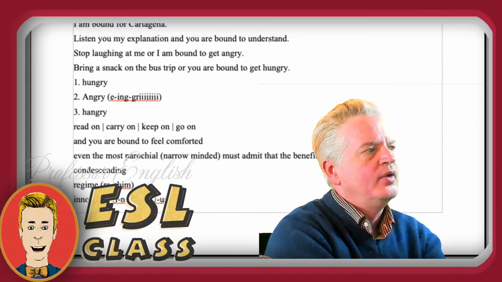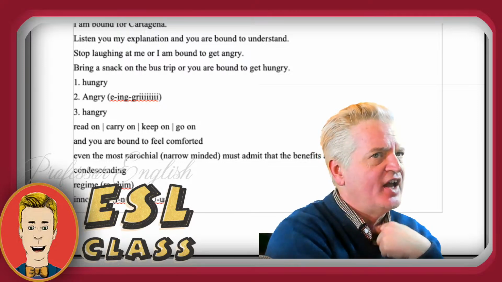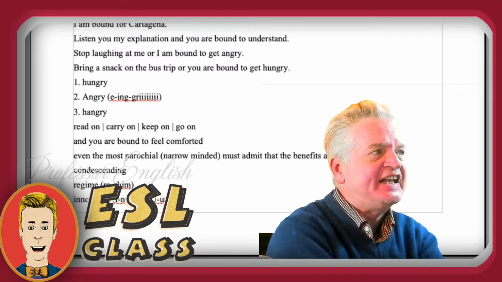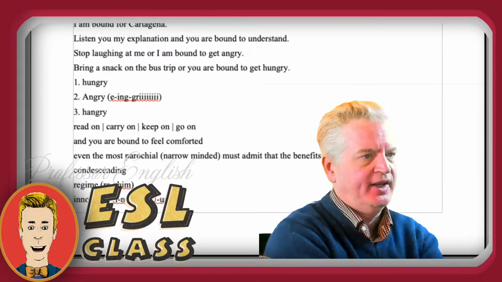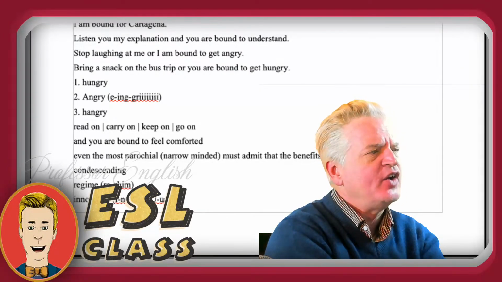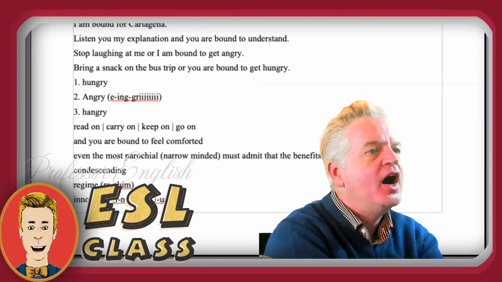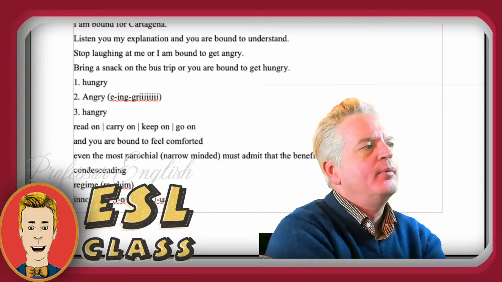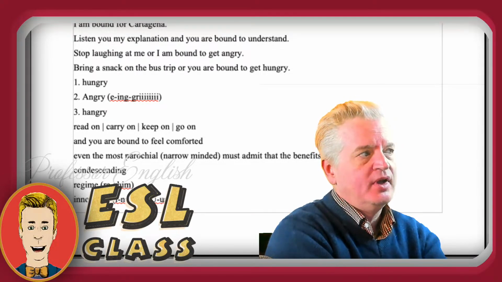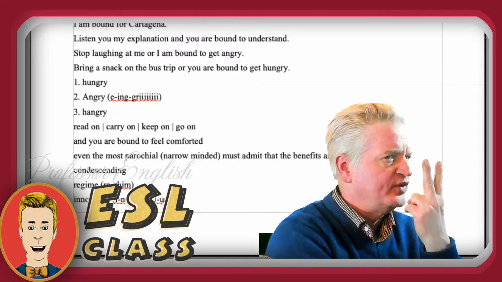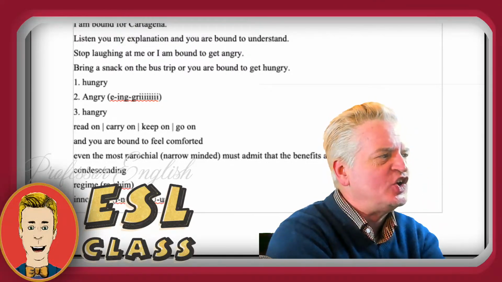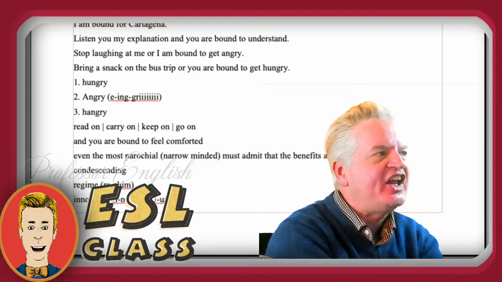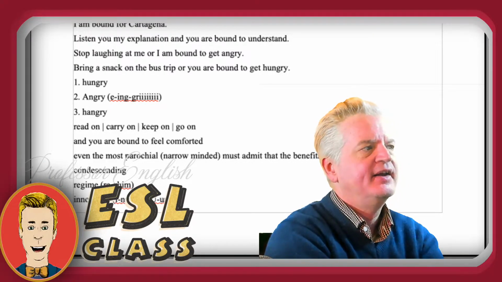How about number 2? Angry. This is a sound that you push out. And it's 2 sounds. Angry. How do you say number 1? Hungry. You push down. I'm hungry. But if you say number 2, you have to push out, and you're making 2 sounds, A and E. Angry. Hungry. Angry. Hungry. Angry.